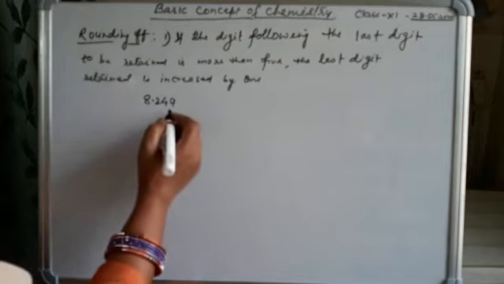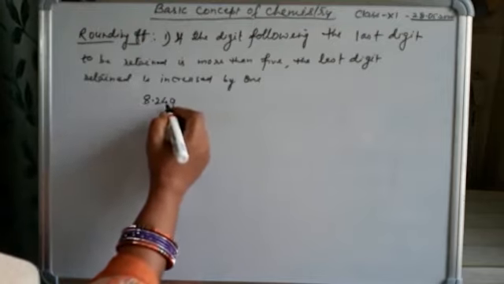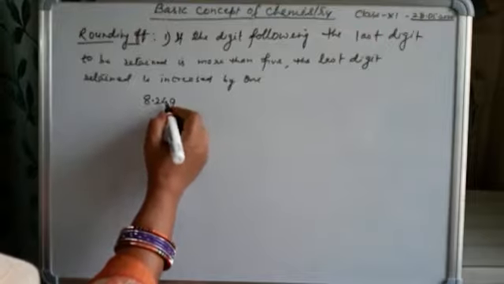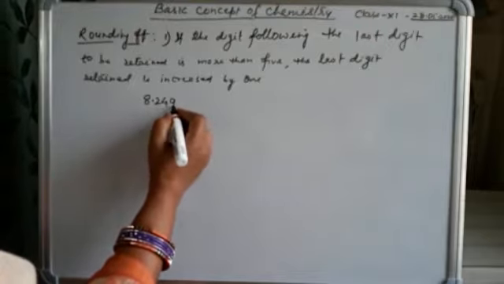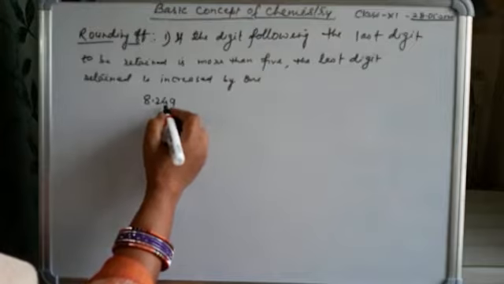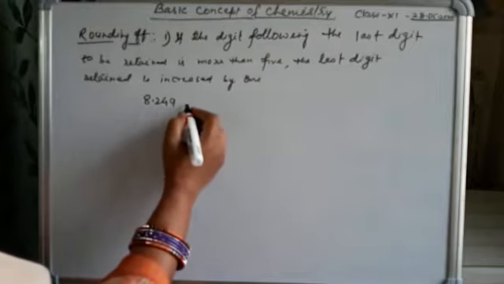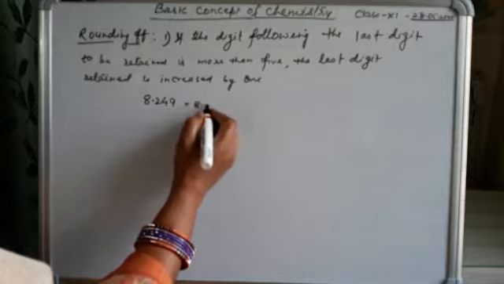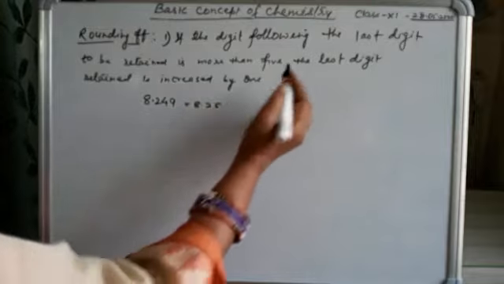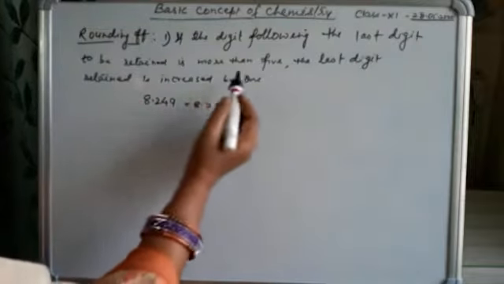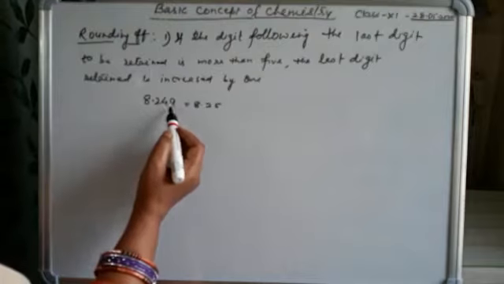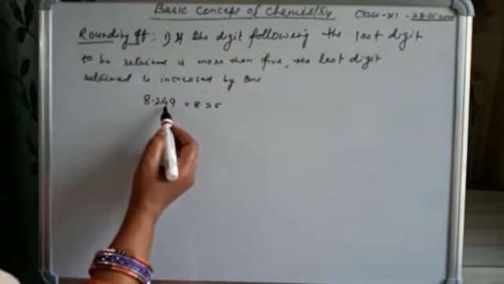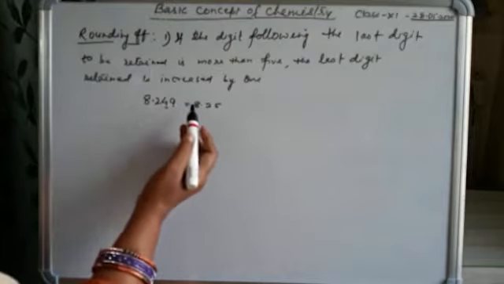8.249. The last digit to be retained is followed by a digit that is more than 5, so this digit becomes 8.25. So when the digit following the last retained digit is more than 5, the last retained digit is increased by 1.